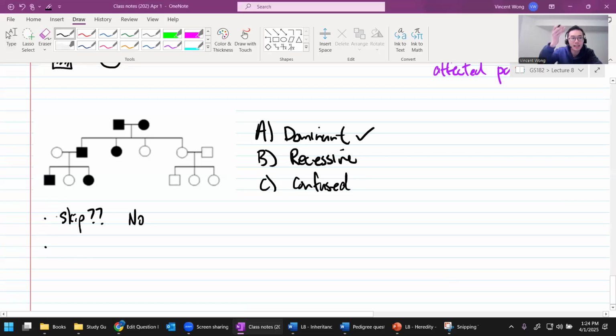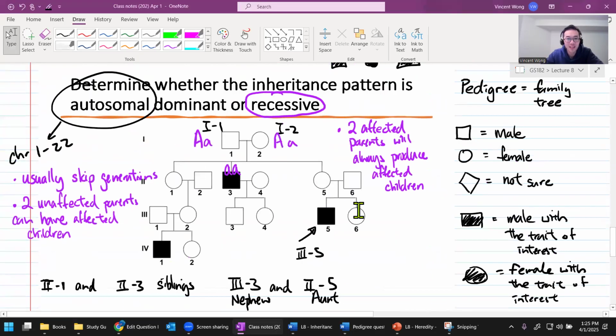Okay, probably dominant. But let's be sure, okay? Is there something here that tells me definitively it is not recessive? So no skip is dominant for sure. But is there something that tells me this definitely cannot be recessive? A lot of you got this right, okay? 80% of you who answered got this question right. Tell me, is there something in the tree that tells you it is 100% not recessive. Okay, that's fine. Let's go over here.